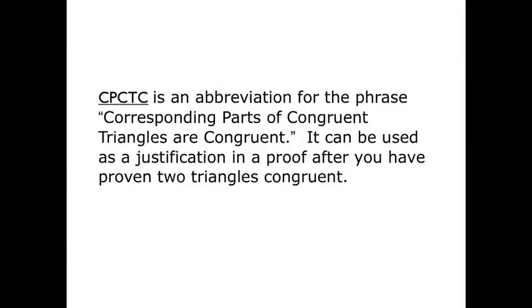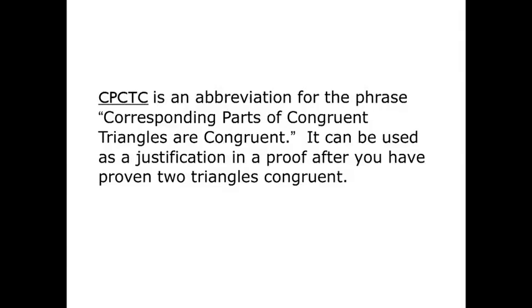What this is based on is that anytime you have proven that two triangles are congruent, you can then say that any of their corresponding parts must also be congruent. But you cannot use CPCTC to prove triangles are congruent. That is the biggest mistake made in these types of proofs in geometry. People think they can say, well, these two triangles are congruent by CPCTC.